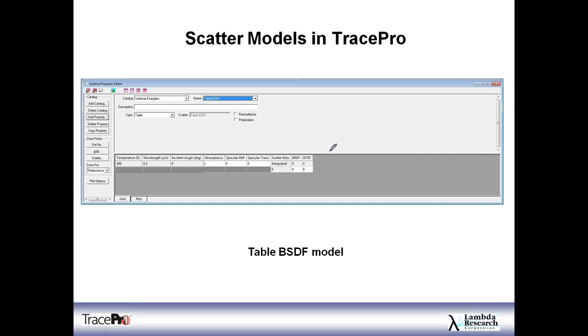Table BSDF, you'll notice there's no longer ABG values here. You're actually explicitly entering the BRDF and BTDF values as a function of the scatter beta, the beta minus beta naught value. So you'd build this up in a tabular format. You'd have to enter one line at a time for each scatter beta and then add the BRDF and BTDF.